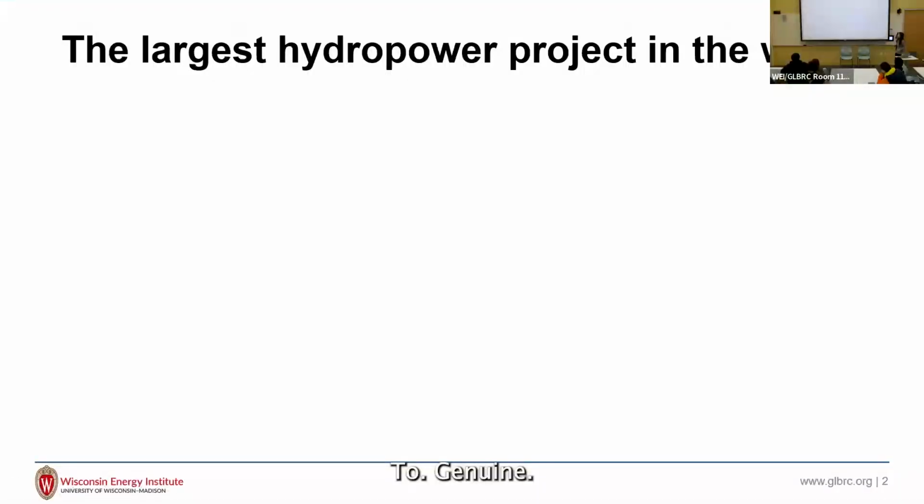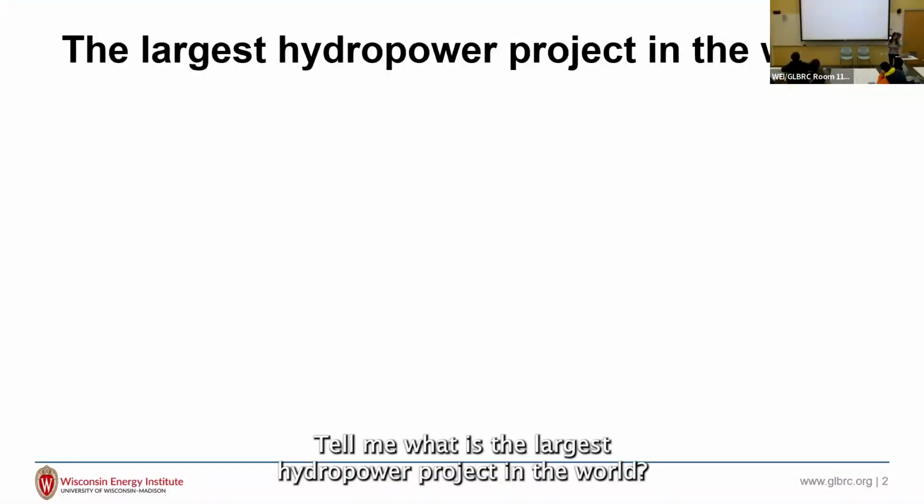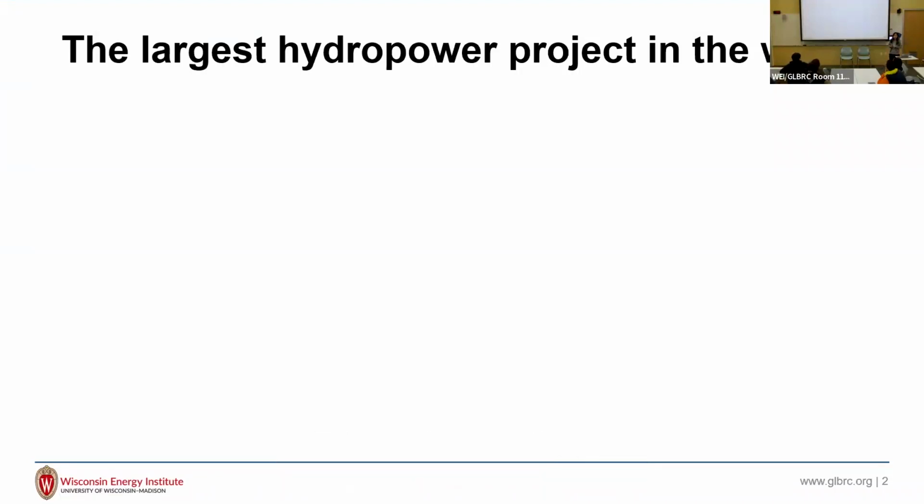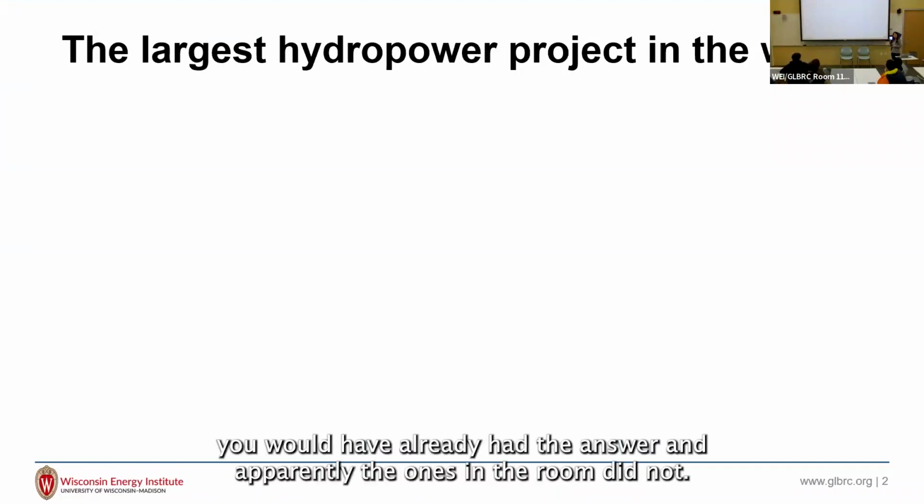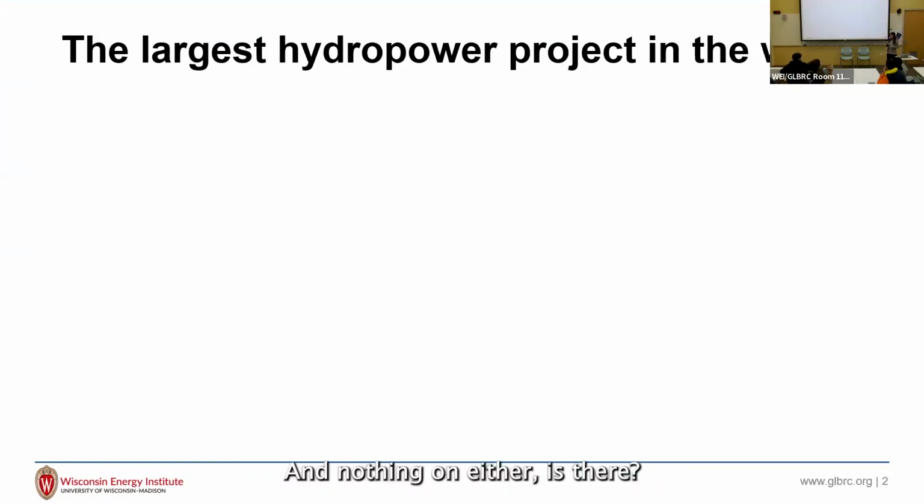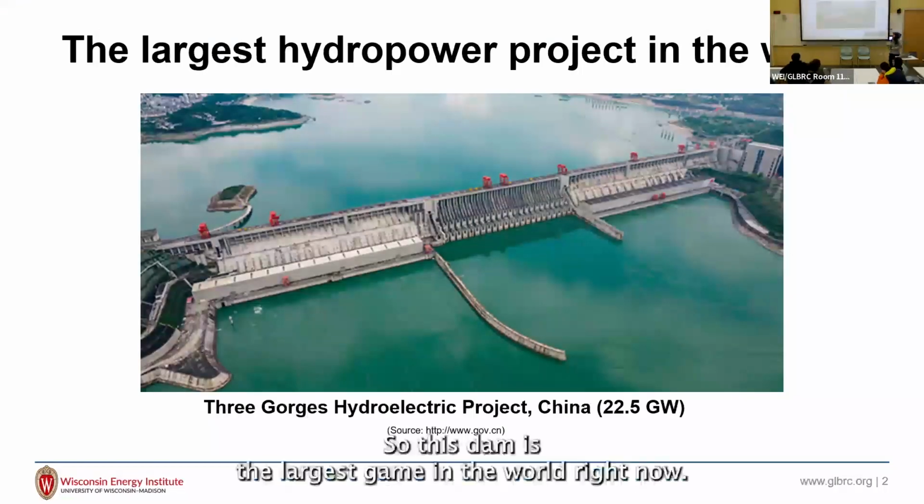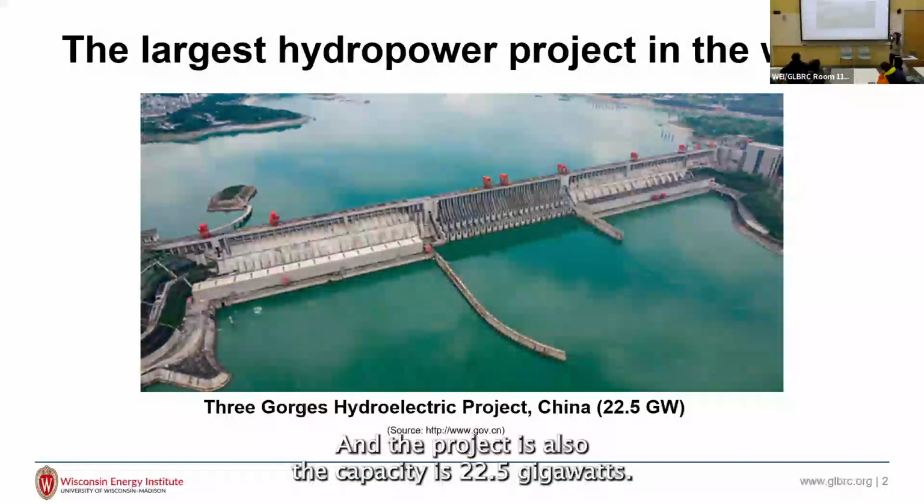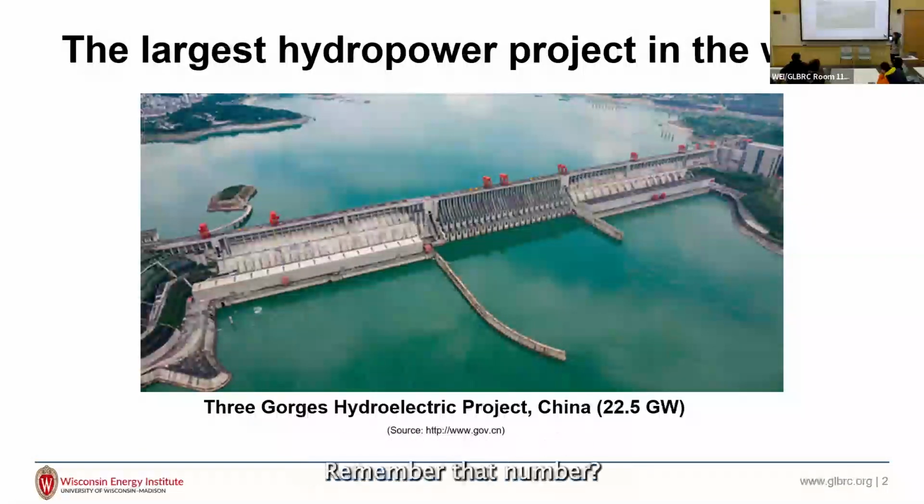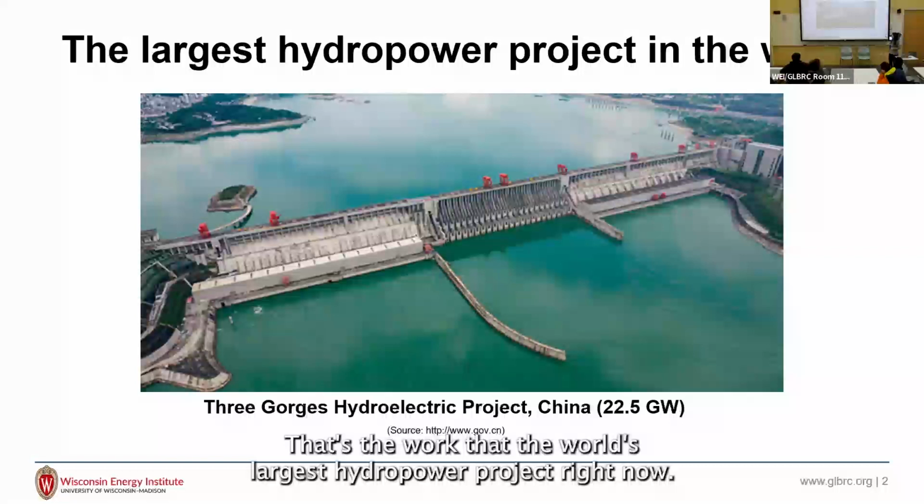Can anyone tell me what is the largest hydropower project in the world? If you had paid attention to the last slide, you would have already had the answer. And apparently the ones in the room did not. And nothing online either, is there? Okay, that's fine. Three Gorges. Okay, you got it, Three Gorges. So this dam is the largest dam in the world right now. And the project's capacity is 22.5 gigawatts. Remember that number. That's the world's largest hydropower project right now.